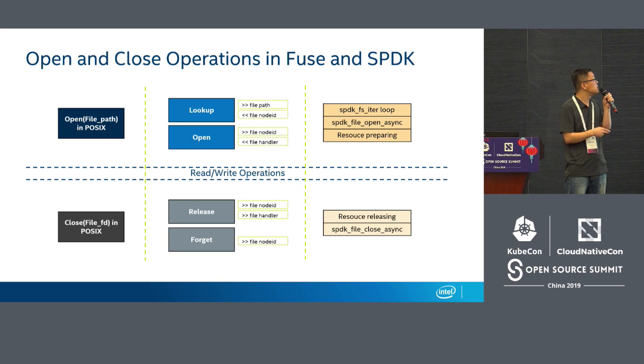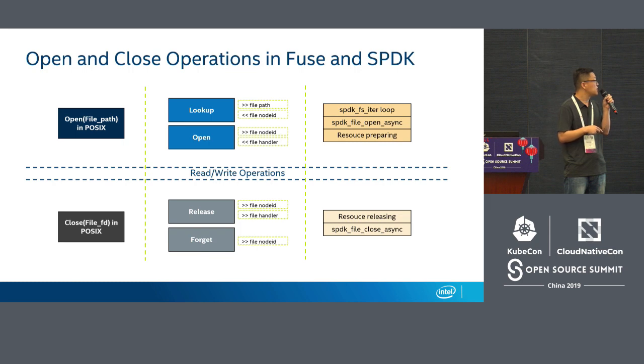So this is about the open and close operations in Fuse and in SPDK. For example, if on the top it is open, then there will be two requests. One is lookup, the other is open. And for lookup, we will have the BFS to iterate to the file and then open it. So that is kind of preparing resources.